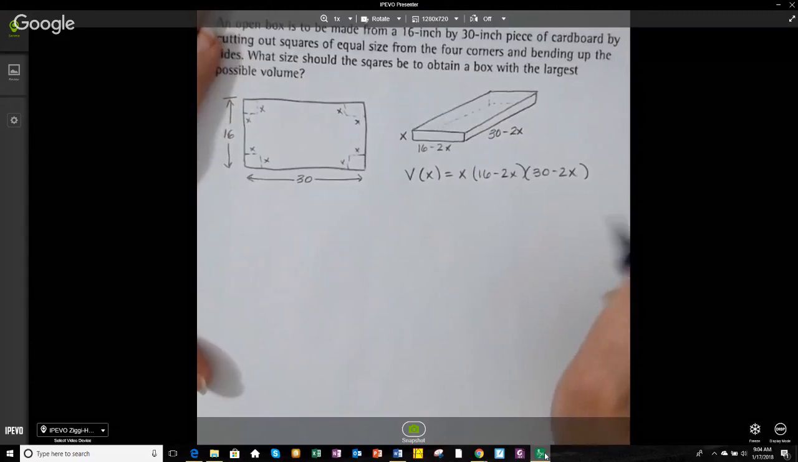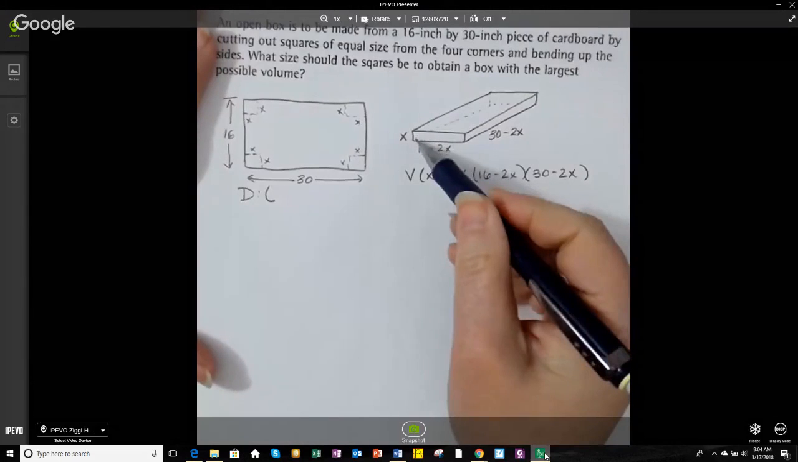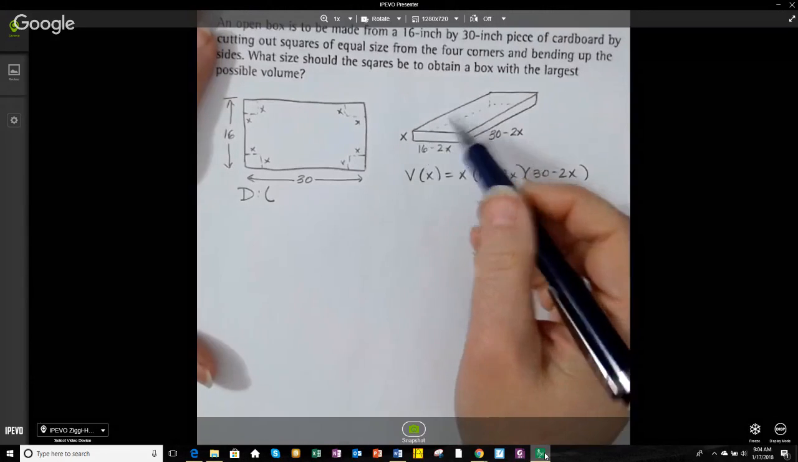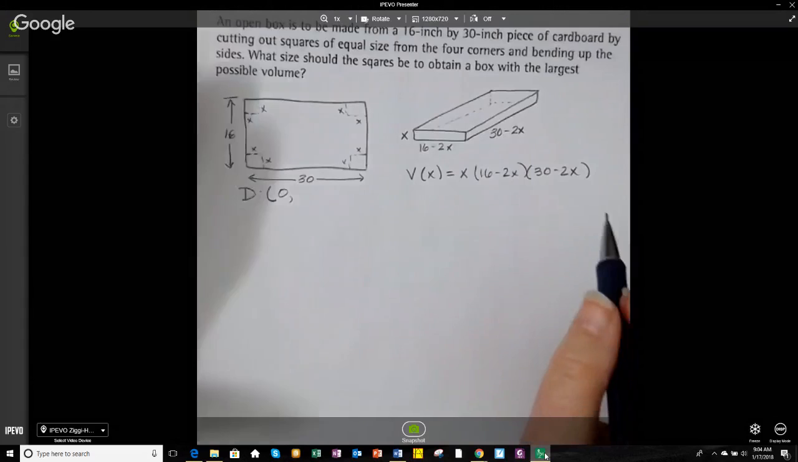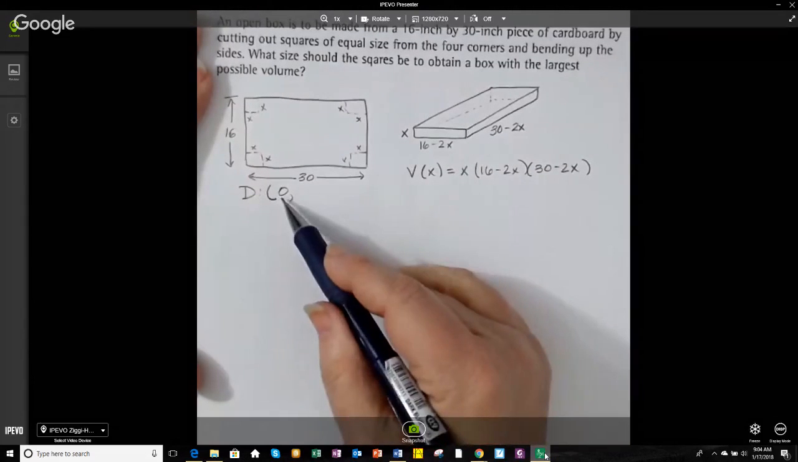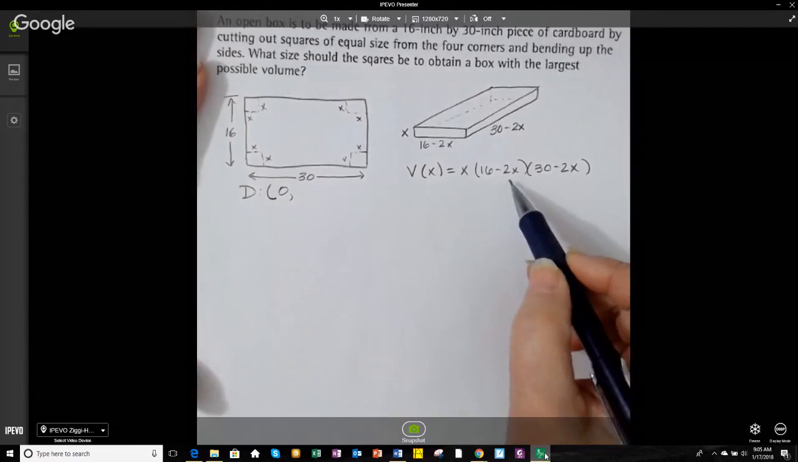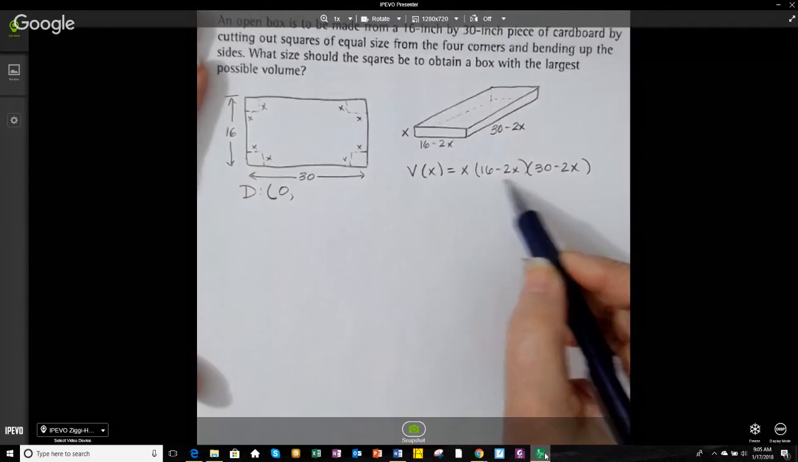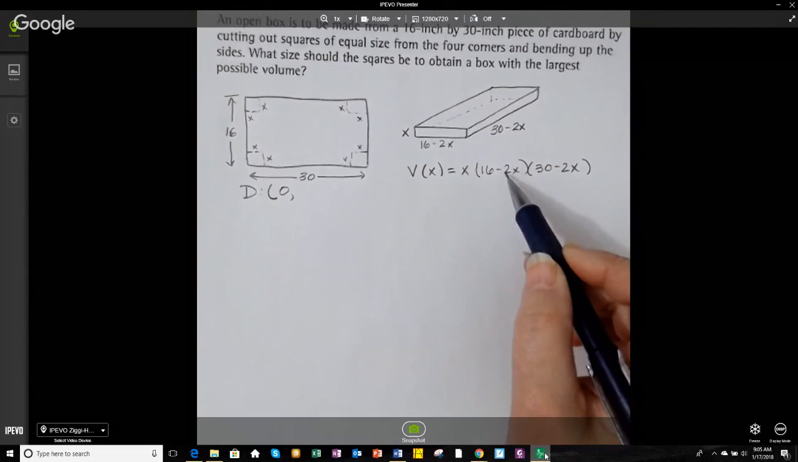Okay, now what's our domain here? Well, clearly we know that X has to be bigger than 0 or we don't have a problem. So we're going to put 0 here. And now the other constraint is going to be the fact that we can't have a negative side. Well, we know X is positive because we already said it has to be bigger than 0. This side says, well, guess what, folks? I can have X equal anything less than 8. Because if X is 8, then I'm 0, and I can't be a 0 side. And if X is bigger than 8, then I'm negative.